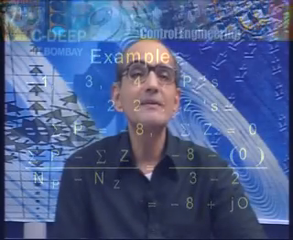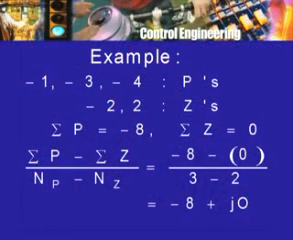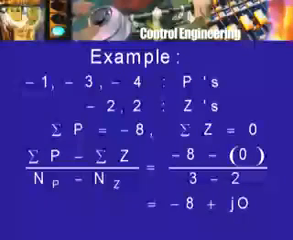So sigma p minus sigma z divided by np minus nz in this case will be equal to -8 minus 0 divided by np was 3 poles, nz was 2 zeros, so 3 minus 2. So this is equal to -8, or as electrical engineers will prefer to write it, -8 plus j0. So this is the point of intersection of the asymptotes. The point is on the negative real axis, the point -8 plus j0. So that's one piece of information about the asymptotes. The asymptotes are all straight lines passing through this point. That is another point of information.